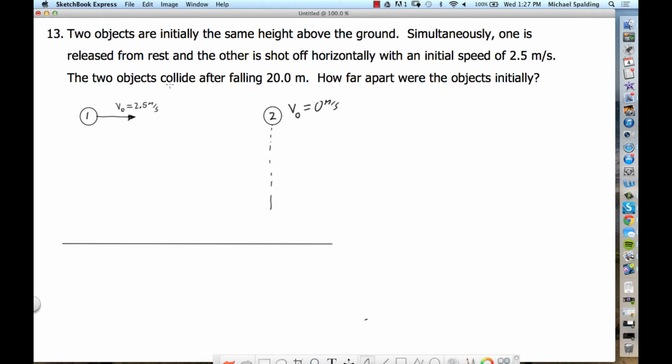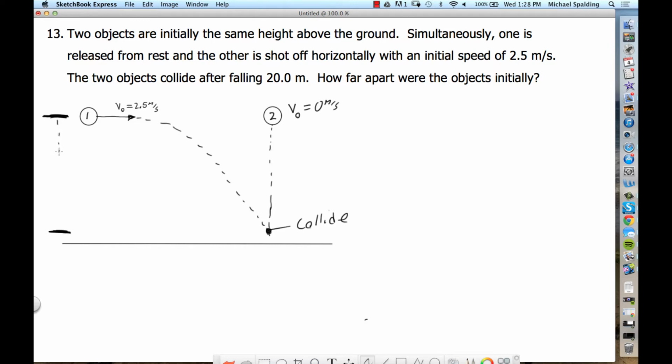Okay, but simultaneously, this other object is shot off horizontally with an initial speed of 2.5. So this guy's going to go like this, parabolic, and then the two objects collide right there. So let's see, the two objects collide after falling 20 meters, right? They both start here, and they both collide with each other right there.